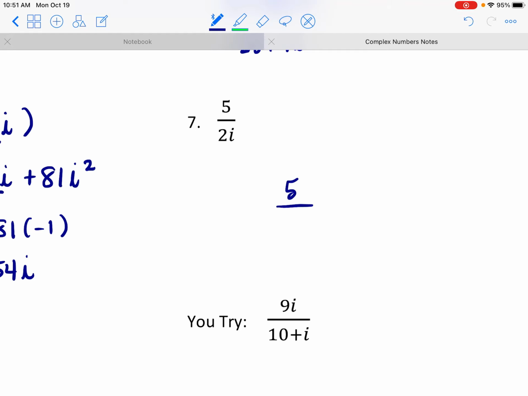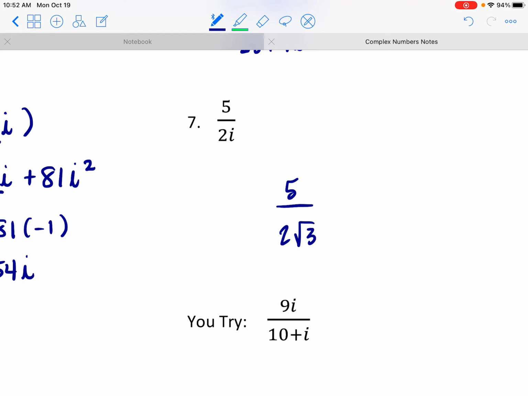So if I had something like 5 over 2 radical 3, we didn't want to leave the irrational number in the bottom of the fraction. It's a similar concept here, and it should make sense that it is because i is really just a radical. I don't want to leave the imaginary in the bottom of the fraction in the same way I don't want to leave the radical 3 in the bottom of the fraction.